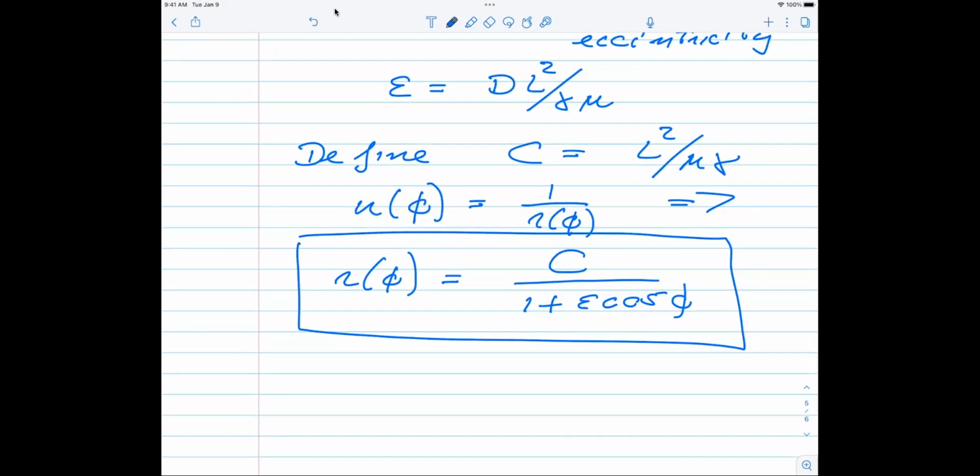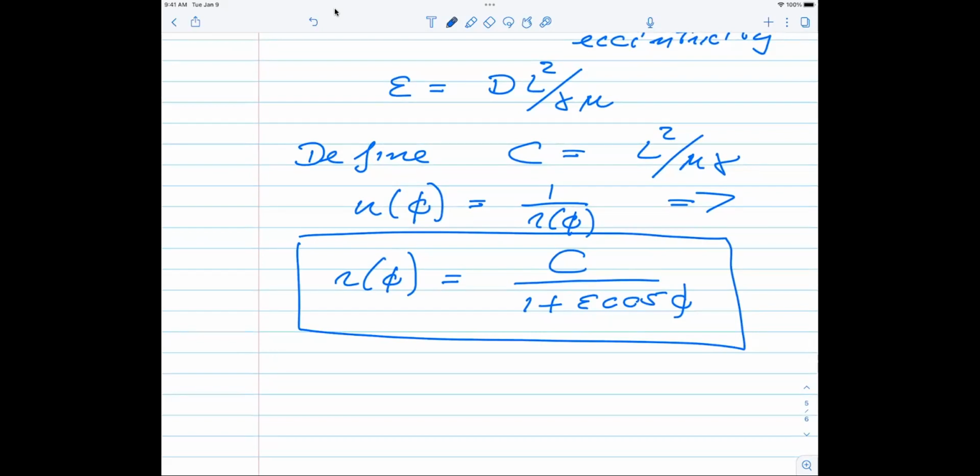C is a constant, keep that in mind, right? But I put epsilon to 0. So what's the radius then? Constant. It's a constant. What kind of motion do you get if the radius is a constant? Circle. So you can actually infer immediately by looking at the equation, if epsilon is 0, this is a circle because r is a constant. Okay, so this is pretty neat.